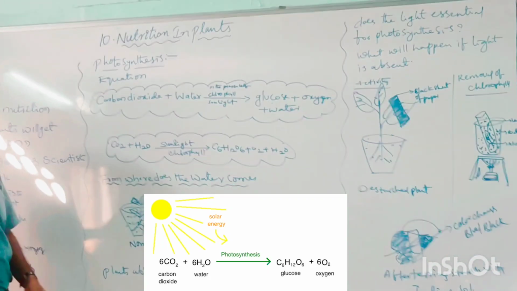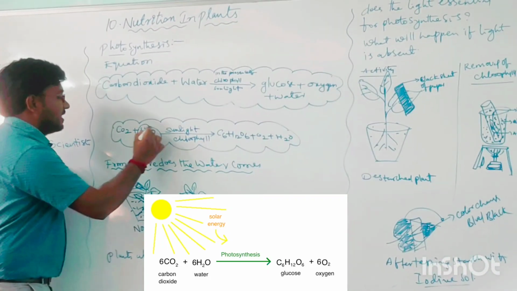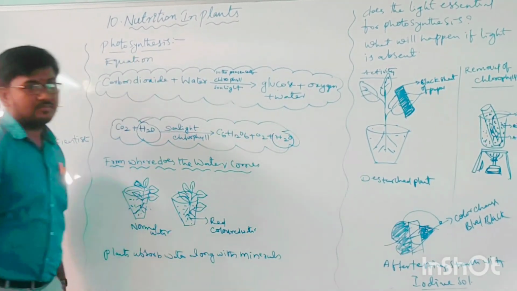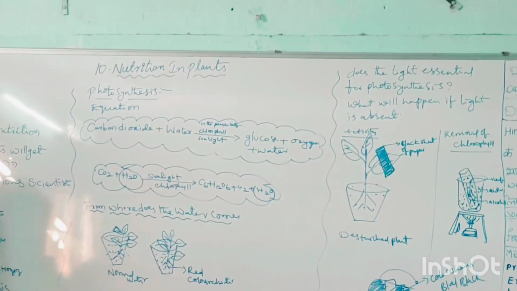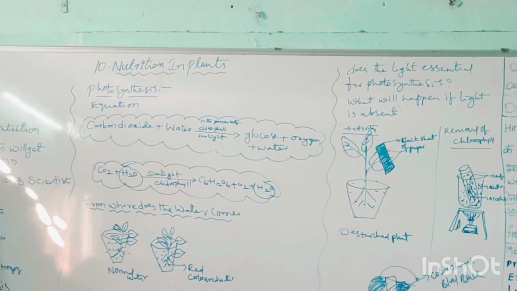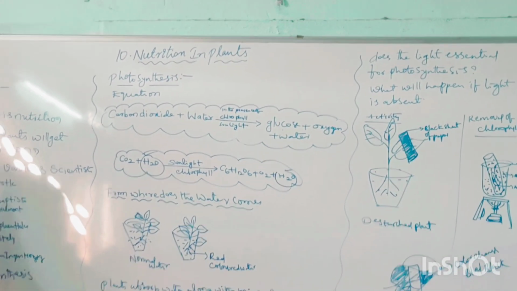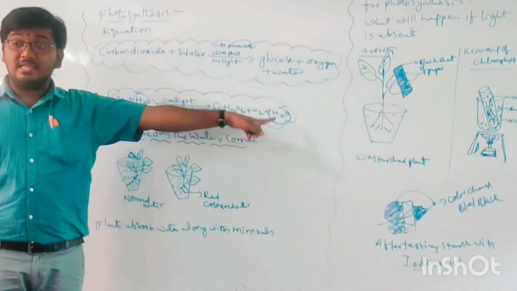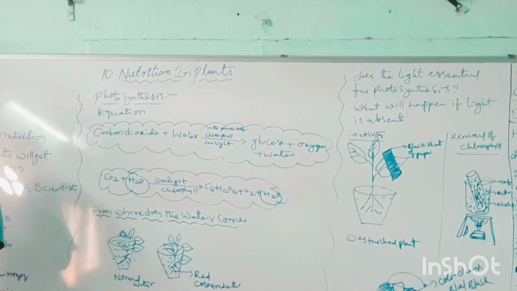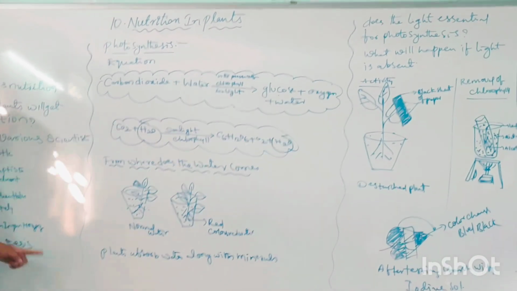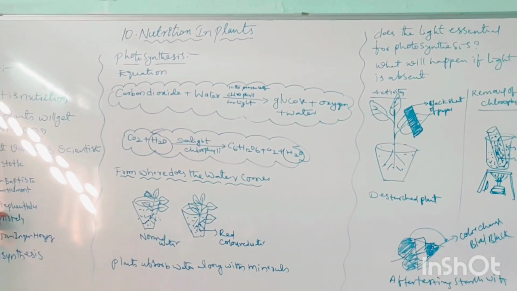Here we have to understand one thing. Water is a raw material, and in the products we can observe water again. So water is essential for photosynthesis, and after photosynthesis water is formed again. That excess water is sent out in the form of transpiration. That was proved by Stephen Hales.